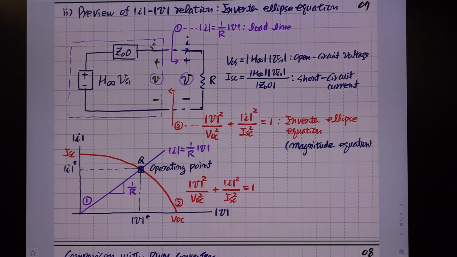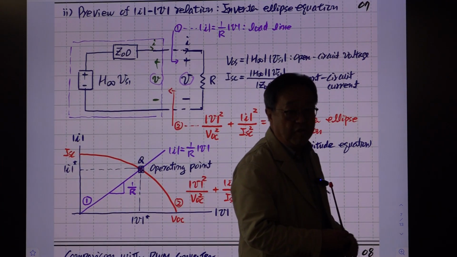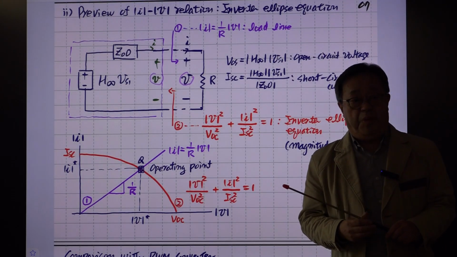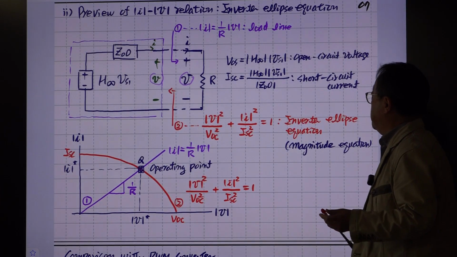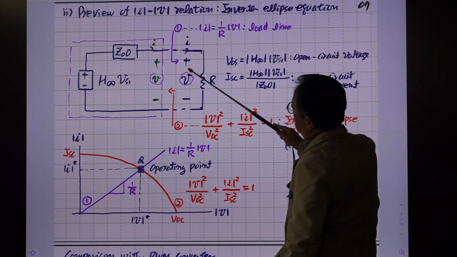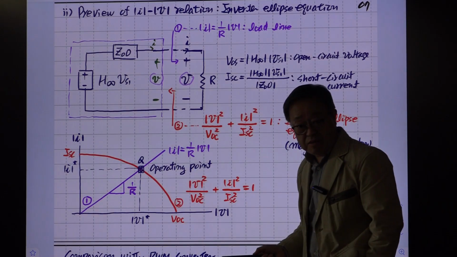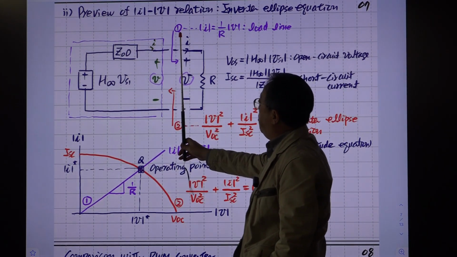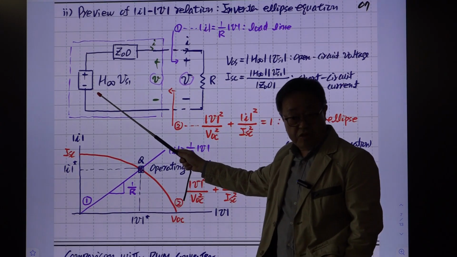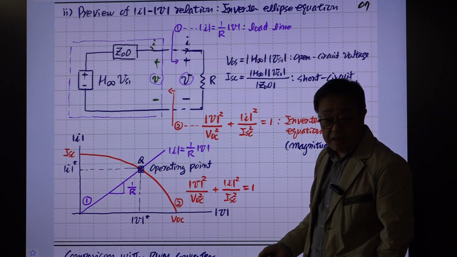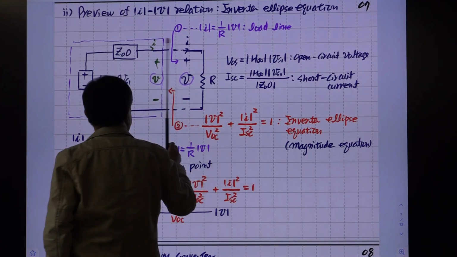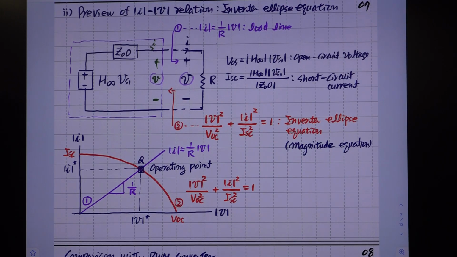Last time we discussed the inverter ellipse equation. We started out from the inverter model for the converter, the resonant inverter model, prepared for the resonant converter. From that model, we applied the Thevenin's equivalent form. This is the Thevenin's equivalent form of that inverter model: an open circuit voltage source, a dependent voltage source, and the short circuit output impedance. From this model, we derive the inverter ellipse equation.